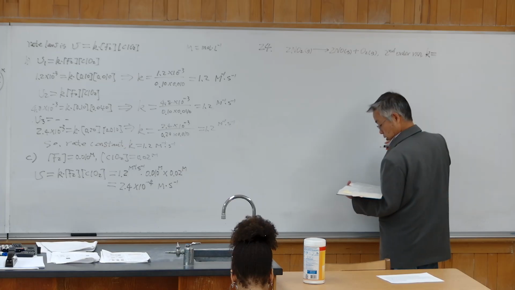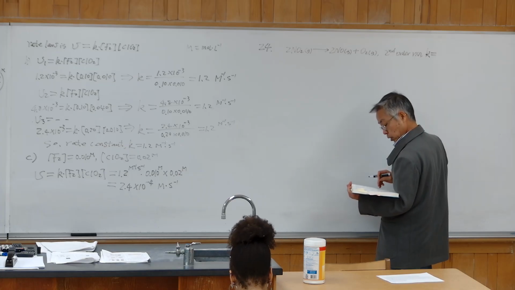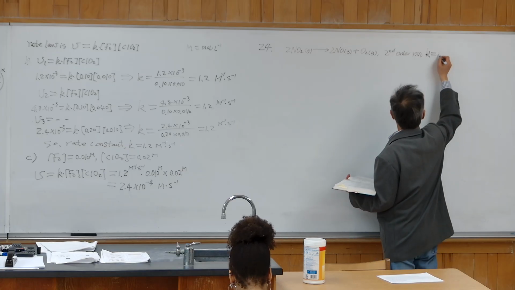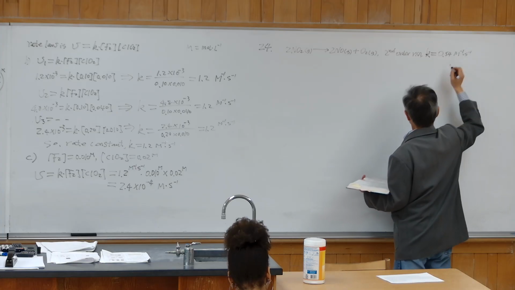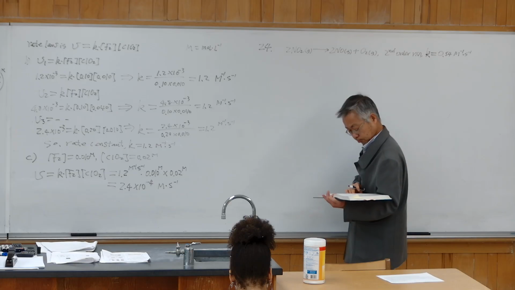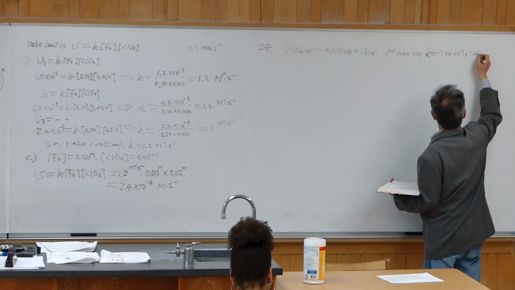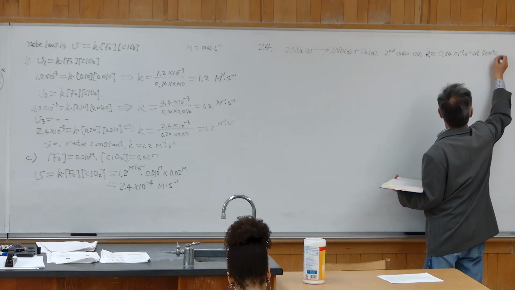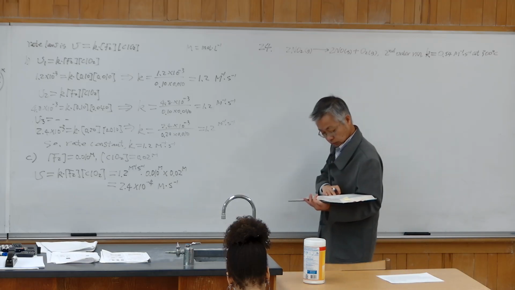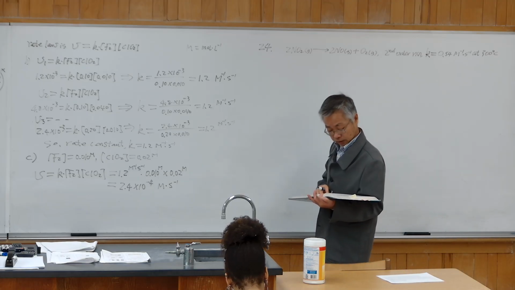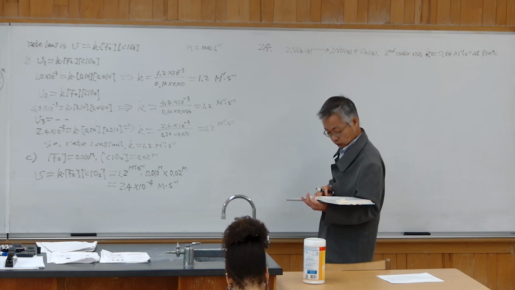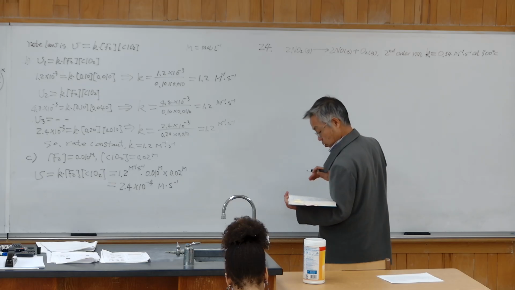Here, for this second order reaction, the rate constant is 0.54 per molar per second at 300 Celsius degrees. Part A asks: how long in seconds would it take for the concentration of NO2 to decrease from 0.6 to 0.28?